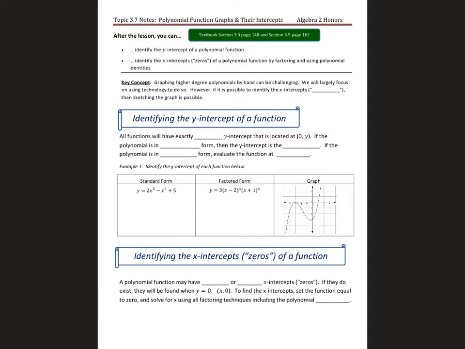In this section, we're going to talk about the features of the graph, specifically the intercepts, the Y-intercept, as well as the X-intercepts, which we call zeros. And then we're going to get a little practice in finding those intercepts.